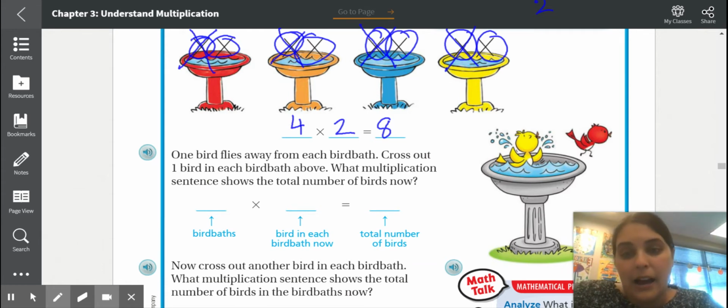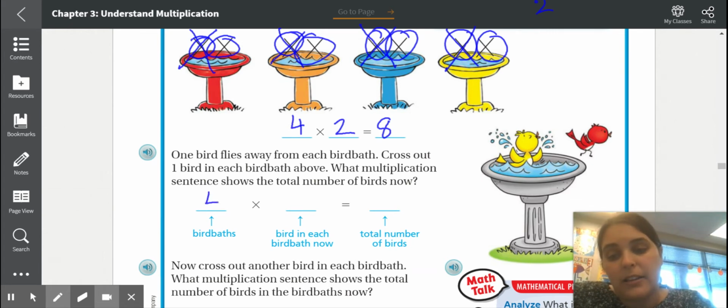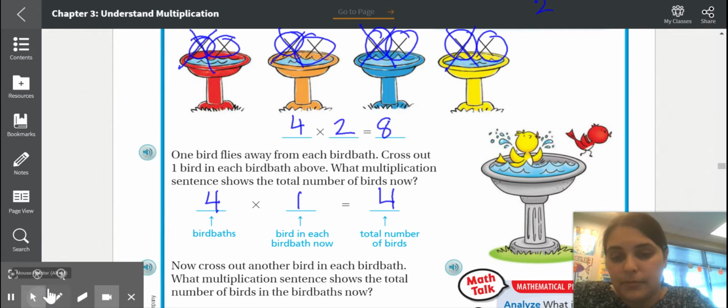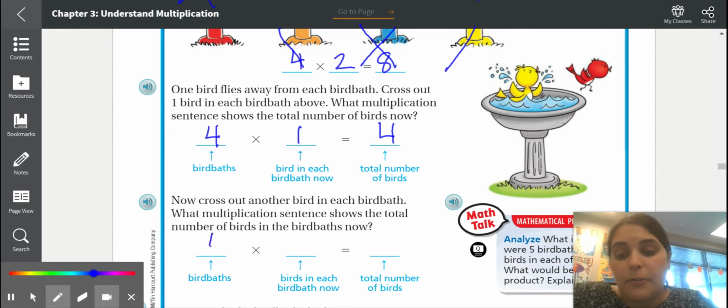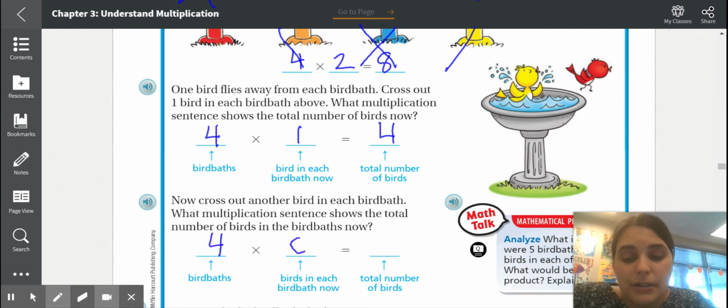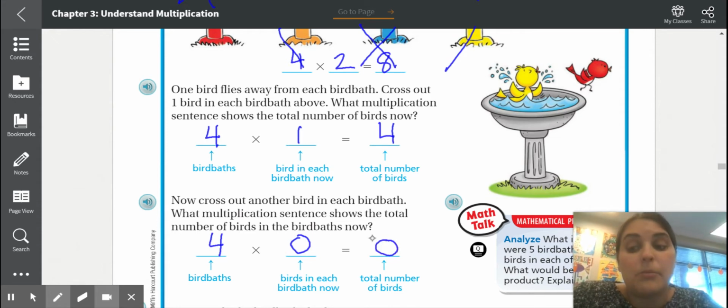So now, how many birds are there? There are 4 bird baths. There's 1 bird in each bird bath. That's 4 birds. Now cross out the other bird in each bird bath. What multiplication sentence shows the total number of birds? So there's still 4 bird baths, but now there are 0 birds in each bird bath, which is a total of 0 birds.